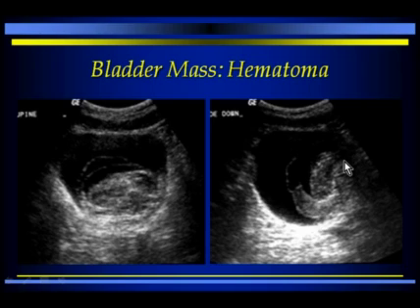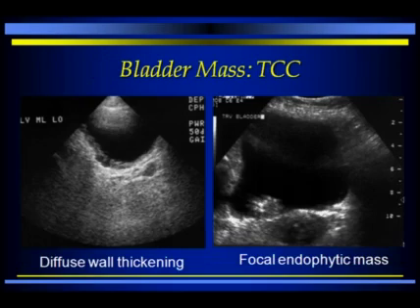And so what you see here, this is a big hematoma which is present in the bladder post-void. So this is one type of bladder mass. Two additional examples. This is one patient with diffuse thickening of the posterior aspect of the bladder. And here's another patient with a very focal mass inside the bladder. And both of these are transitional cell carcinoma.